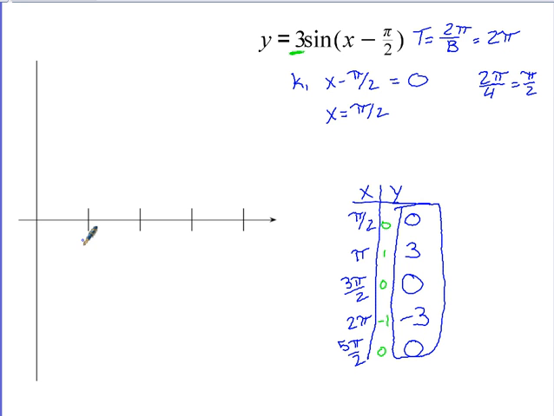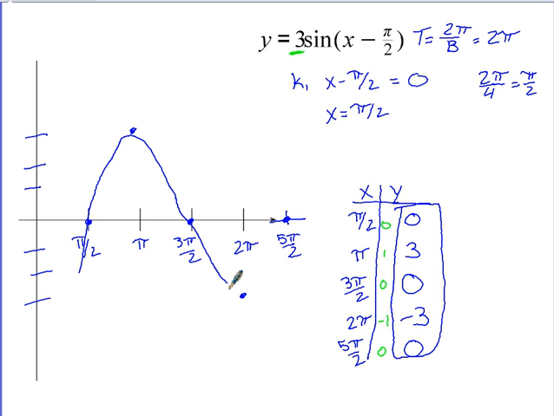So when I go to graph this, I have pi over 2, pi, 3 pi over 2, 2 pi, and then I need another mark so that I can have 5 pi over 2. And then on my y-axis I go up 3, down 3, so I have pi over 2, 0, pi, 3, 3 pi over 2, 0, 2 pi, negative 3, and 5 pi over 2, 0, and draw my wave. Alright, that's it for graphing sine.